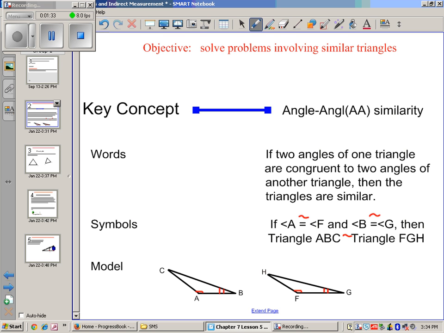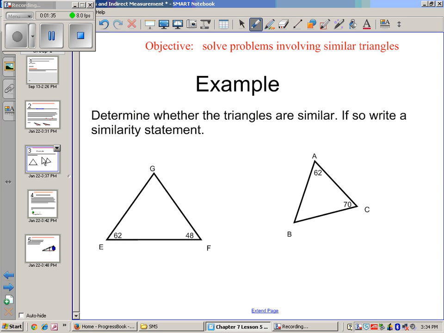Okay, you're going to hit some examples here. Our first example: determine whether the triangles are similar. If so, write a similarity statement. So let's look at our angles given. We have angle E, which is 62, angle F, which is 48, angle A, 62, and angle C is 70. Oops, 70 and 48 are not congruent, so we need to see what we can do.